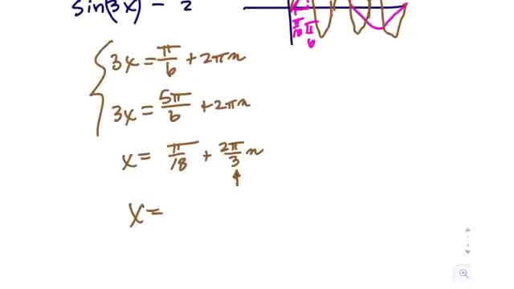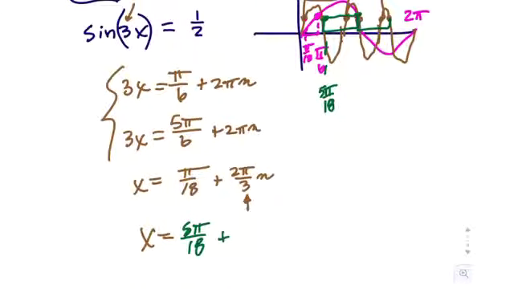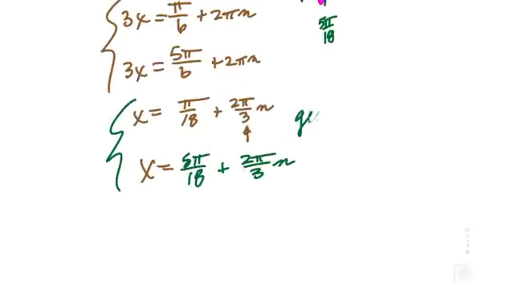And then we do the same thing for the other one. 5 pi/6, if you multiply by a third, is 5 pi/18. So this fella right here, he moved all the way over here. And now he's at 5 pi/18. Well, how am I going to get all of his buddies? Just add another 2 pi/3, right? Okay, so these are your generating equations.